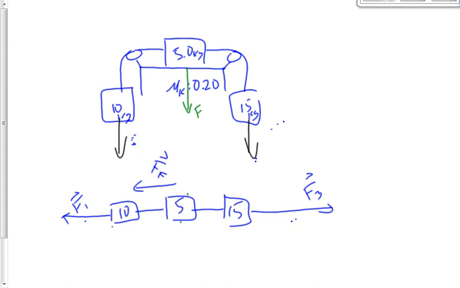Okay, let's get F1. That's M times G, right? Jared, what M am I going to use here? The 10, the 5, or the 15 in order to get the force of gravity acting on number 1? Good. So it's going to be 10 times 9.81 which is 98.1 newtons. And similarly, on this one, it's going to be 15 times 9.81. I think that gives me 147 point.